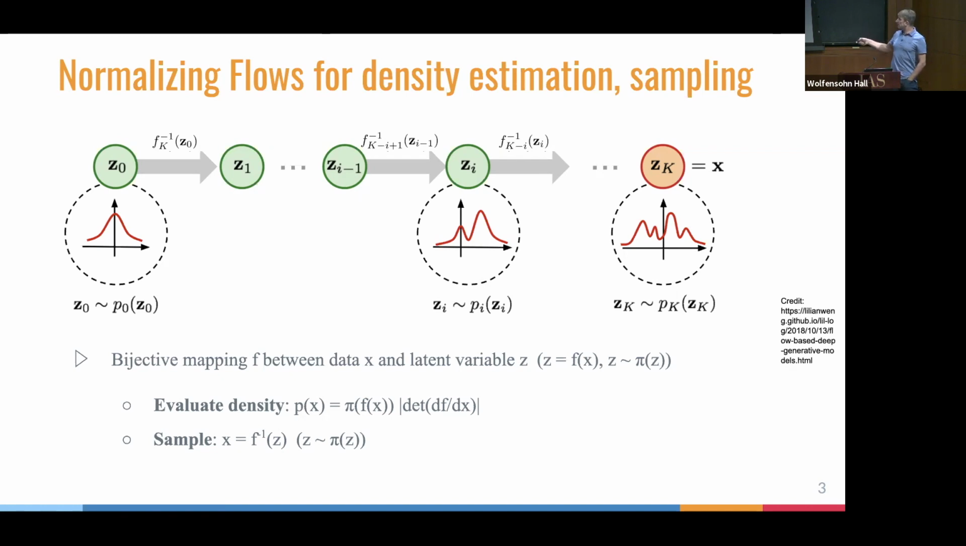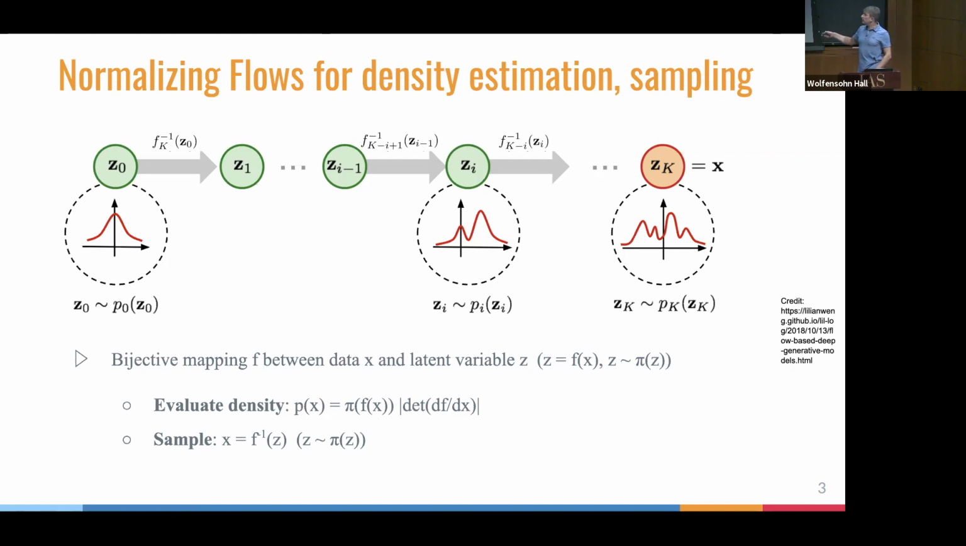Each of these maps is supposed to be simple. Simple in the sense that it can be inverted, and simple also in the sense that we can evaluate the determinant of the Jacobian. And so if so, then we are able to evaluate the density in, say, this data space X, and we're going to call this P of X, which is going to be the density in the original space, which is just some Gaussian times the Jacobian determinant.